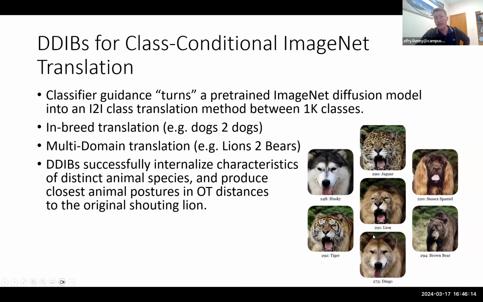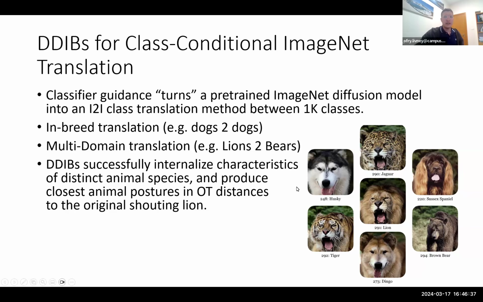What they mean by that is, say you have an image of a roaring lion, if you translate that to a domain of a jaguar, well, it makes sense that you get a roaring jaguar. But then if you go to a domain of a Sussex Spaniel, then the notion of this tongue hanging out would translate much more sensibly to this type of image.